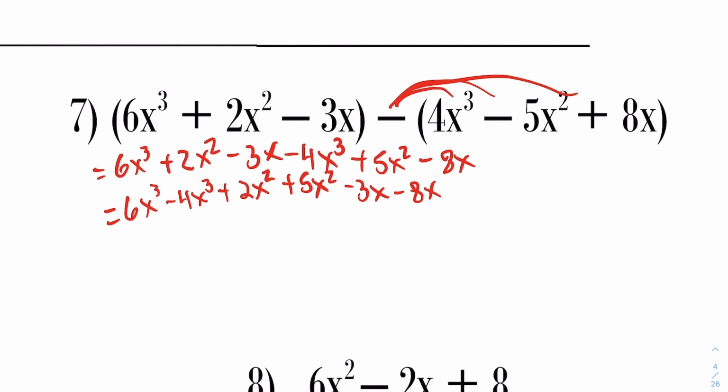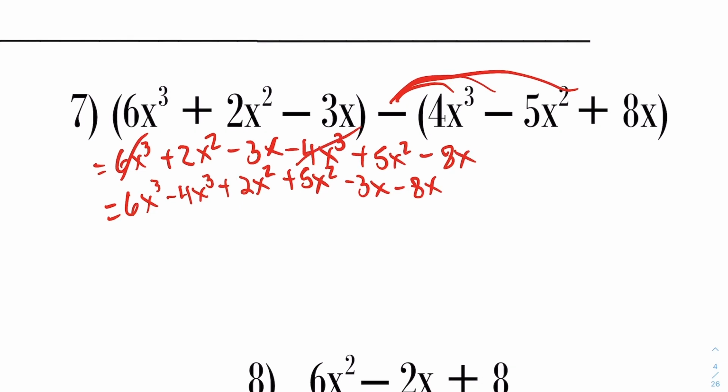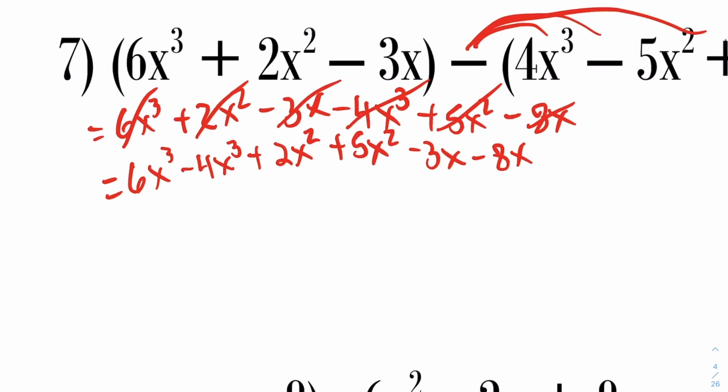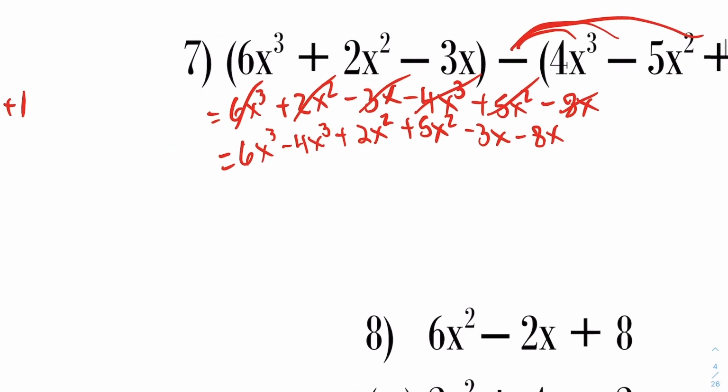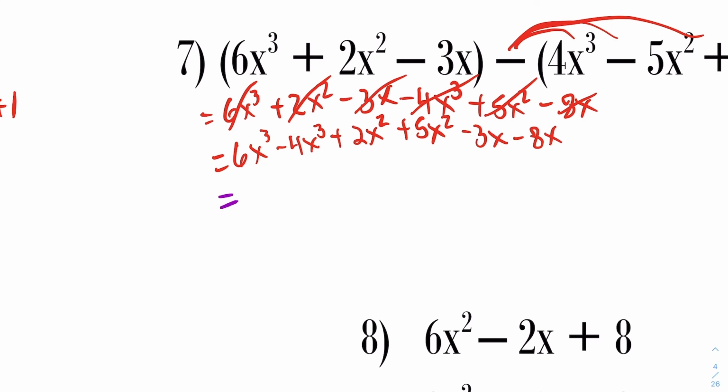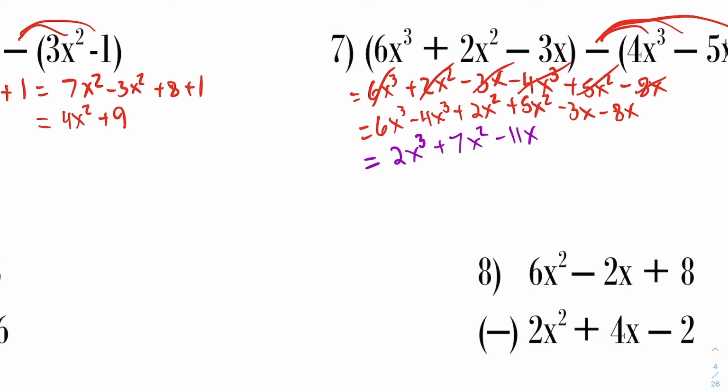Something that may help you whenever you're writing it again is after you write that term, if you cross it out as you do them, that'll make sure that you don't accidentally write it twice. 6x cubed minus 4x cubed is 2x cubed. 2x squared plus 5x squared makes 7x squared. Minus 3x minus 8x makes negative 11x. And we're done.